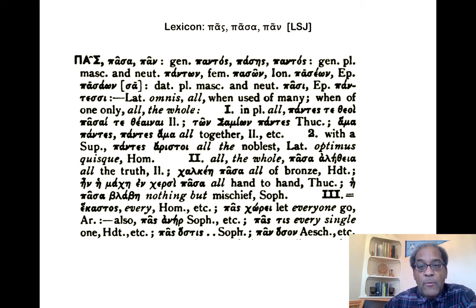And so now moving to Roman numeral 2, all, the whole, this is our singular use. So πᾶσα ἀλήθεια, all the truth. χαλκὸς πᾶς, all the bronze. It's from Herodotus. ἐν χειρῶν νόμῳ ἡ ξυμπᾶσα, from Thucydides, all the fighting was hand to hand. And a little bit from Sophocles. ἡ πᾶσα βλάβη, nothing but mischief.